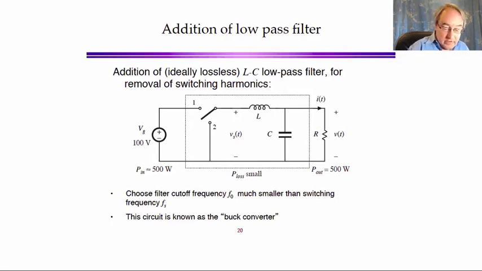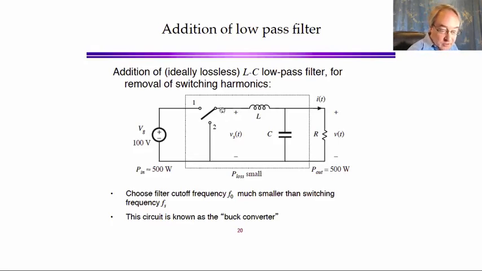Generally, we don't like to have that switched voltage appear across our load, so we will put in a low-pass filter. And here's an LC low-pass filter that can be put in. If we design this filter correctly, so the cutoff frequency is much lower than the switching frequency, this filter will pass the DC component, but it will reject the switching frequency and its harmonics and not let them pass through to the load, so that the output voltage is smoothed and essentially is just the DC component of 50 volts.